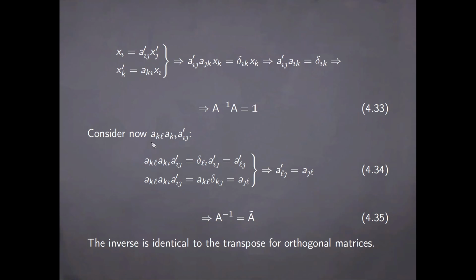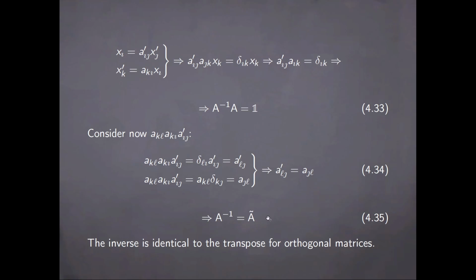Furthermore, if we look at the product of 3 matrices and use the fact that matrix multiplication is associative, we can, for example, contract on the sum of the first 2 elements to obtain the result here, or we can contract on the last 2 elements to obtain the result here, but these two need to be equal. So what we have obtained in effect is that the inverse is identical to the transpose for orthogonal matrices.